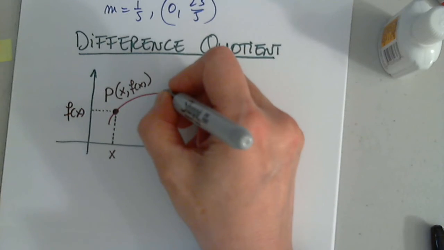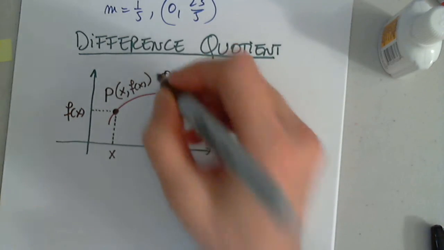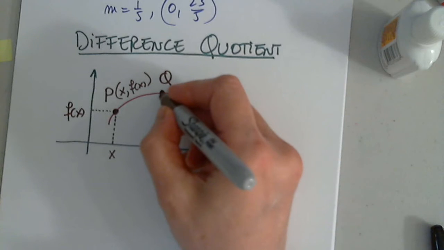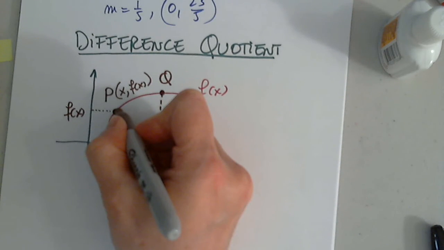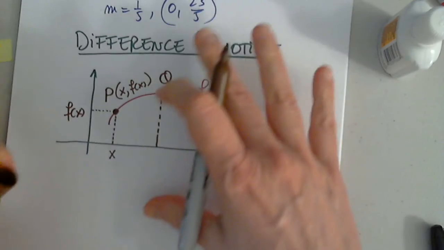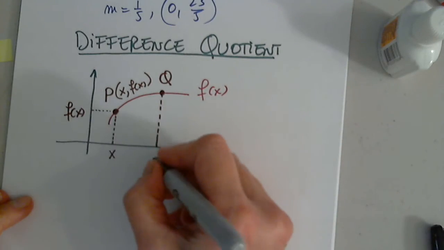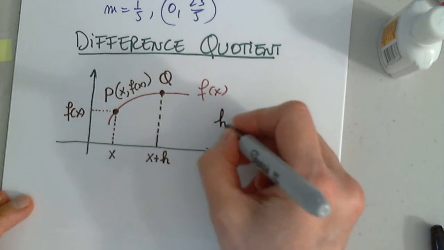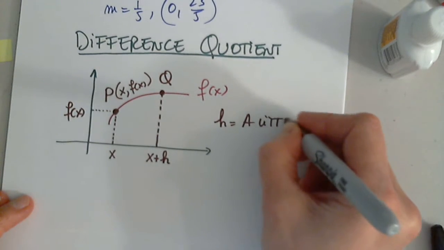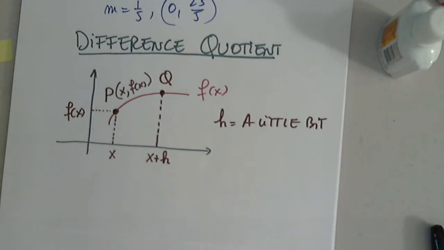Okay, now we're going to create a point Q. And point Q is very, very close to P. But I'm zooming in so I can explain. I'm giving you the x coordinate of Q, which is x plus a little bit. h is a little bit. 0.1, 0.5, 0.3, 0.005, something tiny.